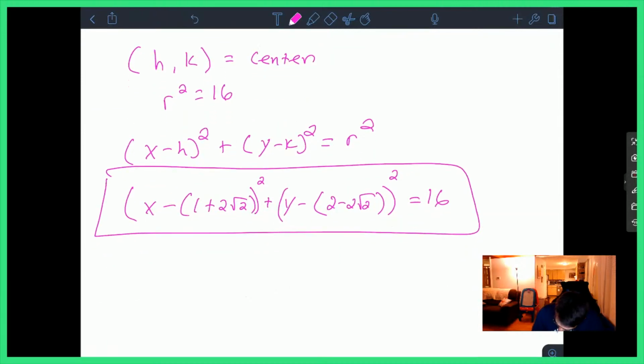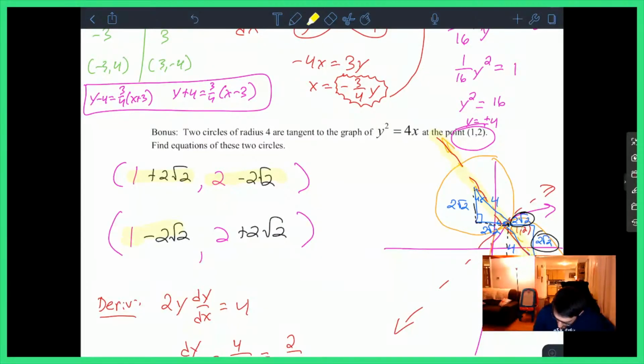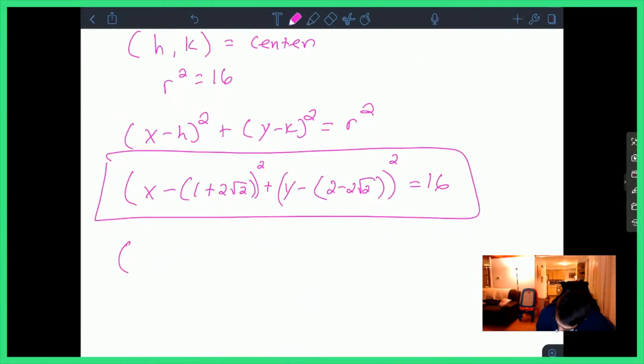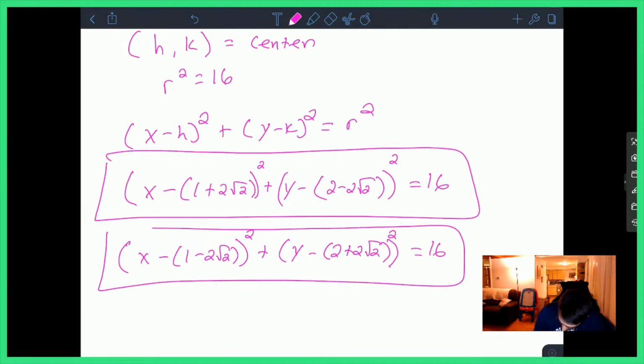And the other circle is actually just going to be the other coordinate. So I'm going to use 1 minus 2 root 2 as my x, and 2 plus 2 root 2 as my y. So I'm going to do (x minus (1 minus 2 root 2)) squared plus (y minus (2 plus 2 root 2)) squared, close this, equals 16. And here's the other equation of my circle. All right, so that's a little tougher problem. I'd say it's more like a bonus appropriate question, but not too bad.